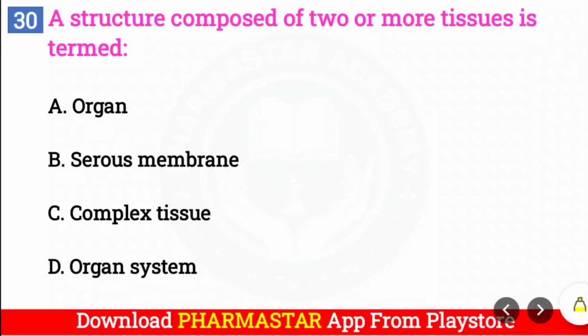Next question. A structure composed of two or more tissues is termed option A organ, B serous membrane, C complex tissue, D organ system. The correct answer is option A, organ. An organ is defined as a structure composed of at least two or more different types of tissues that work together to perform specific physiological functions for the body.